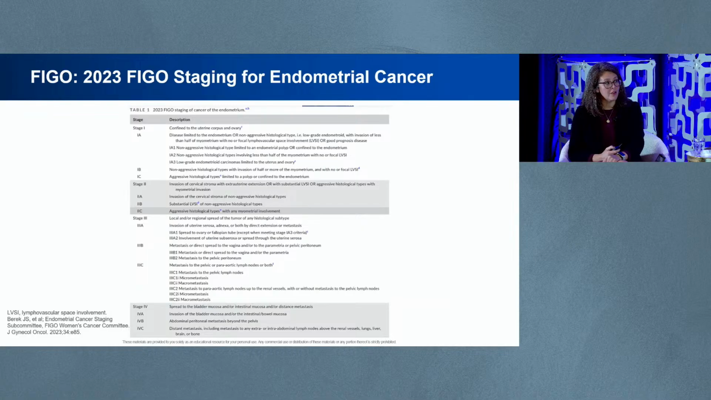As many know, in 2023, the FIGO staging for endometrial cancer was updated. Probably, I would say most think prematurely, but I just wanted to highlight that the molecular testing now is included in the new staging. Again, emphasizing why it's important for all of us to do this in clinical practice so that we can get more information on stage and prognosis for patients.